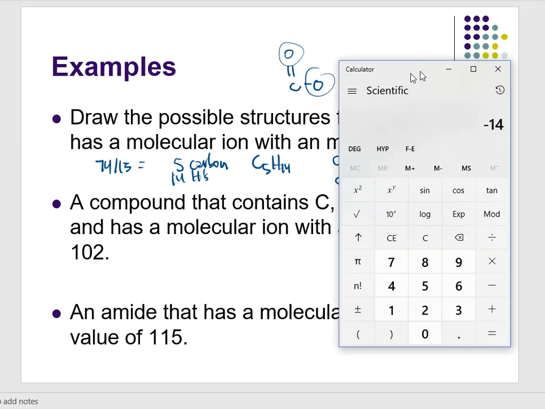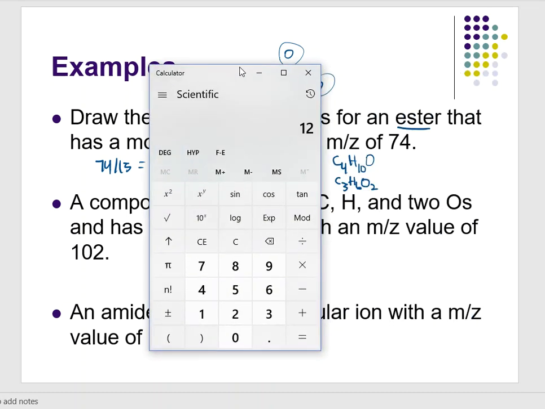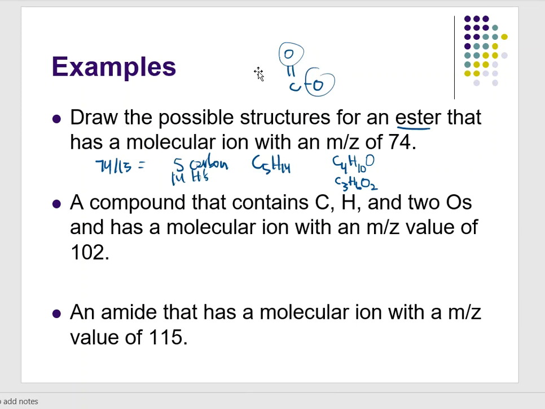Now, I'm going to quickly calculate this over to the side. 12 times 3 plus 1 times 6 plus 16 times 2. That gives me 74. It matches. C3H6O2. Now, how is that actually adding up? How is that linked up? I'm not really concerned with that right now. The only thing that I'm after is the condensed structure of the molecule that I ran.